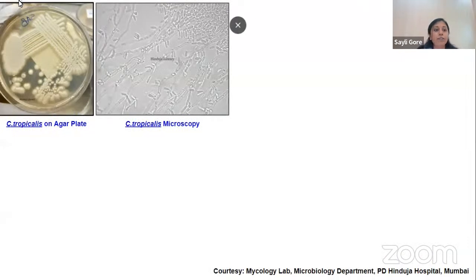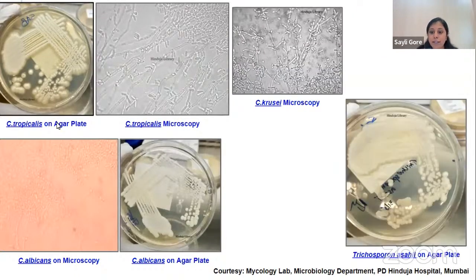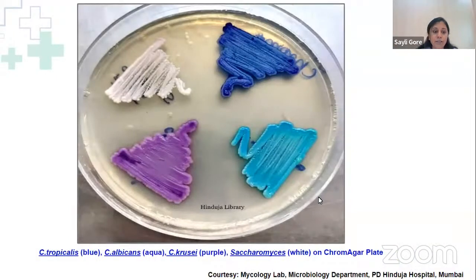So these are pictures of Candida tropicalis on agar plate and microscopy, albicans, then krusei, and Trichosporon. You can see how similar their agar colonies are to each other. They certainly will be similar because they are all yeasts. They do have this pseudohyphae and also the yeast cells, which you can see on the microscopy picture. But if all of their colonies look the same, how are the Candida species differentiated within themselves?